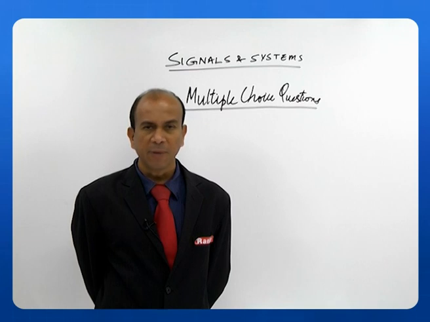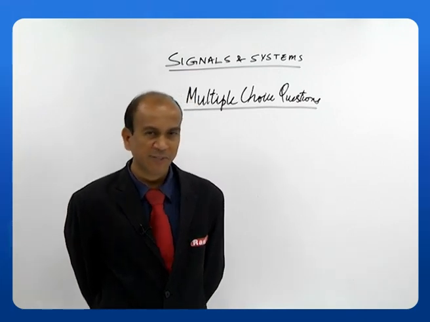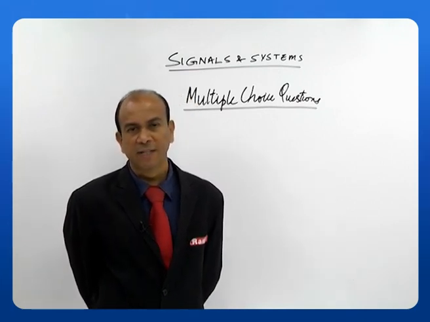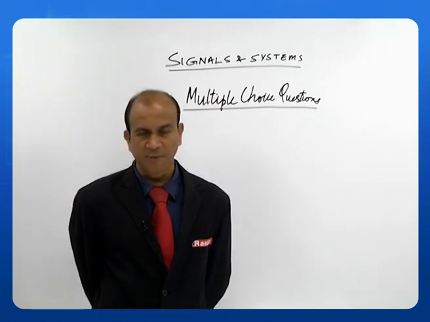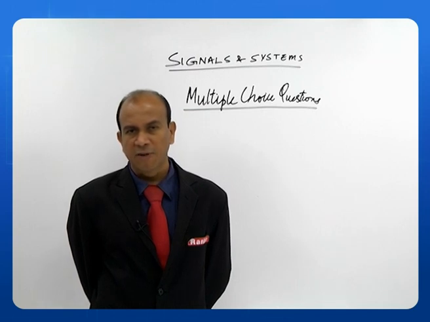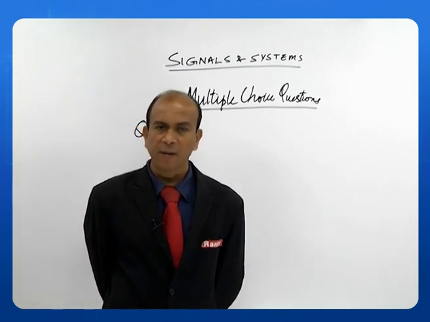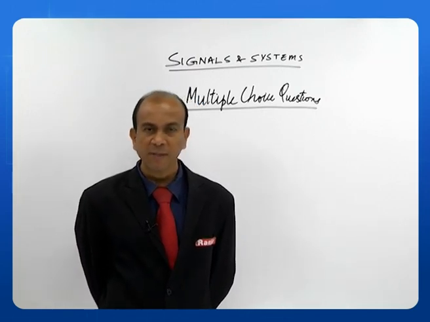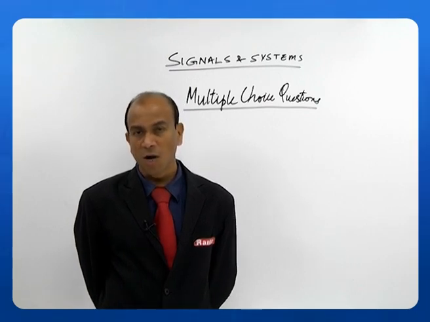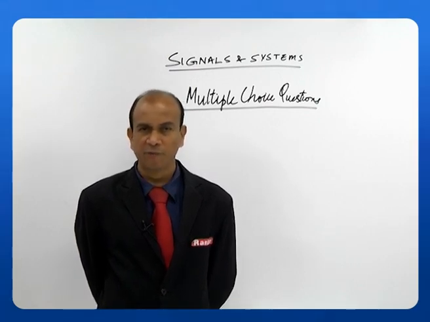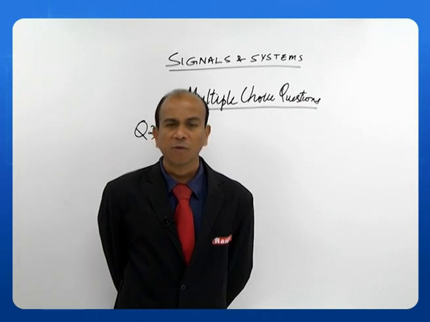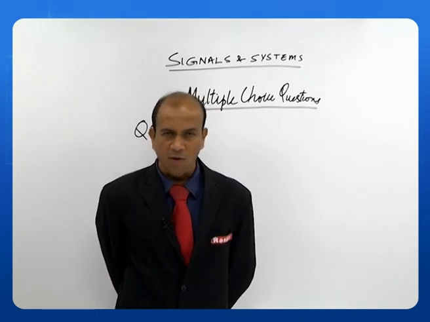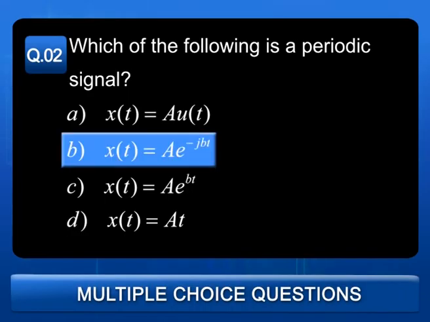The answer is B, because if you remember a true or false question, we said complex exponential signals are periodic. Unit step is not periodic, or a step signal with a multiplying factor of A is not periodic. Then comes your exponential signal, which is complex. If you look at the third choice, of course it is exponential, so you should be a little careful, but it is not a complex exponential, it's simply an exponential signal. And D, x of t is equal to A t is not a periodic signal. So the answer is B.